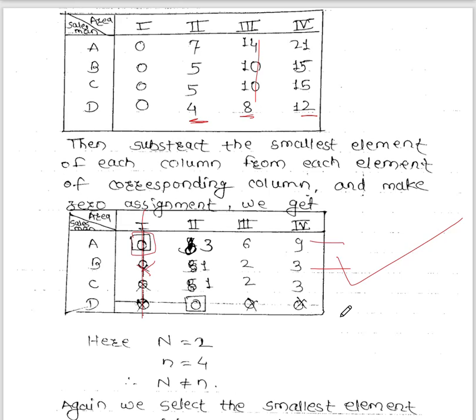Now we will go to the column assignment. Take the first column: there is a 0, but there is already an assignment in the first column, therefore we will skip that. In the second column there is one 0, so here we can make the 0 assignment and cross this row.